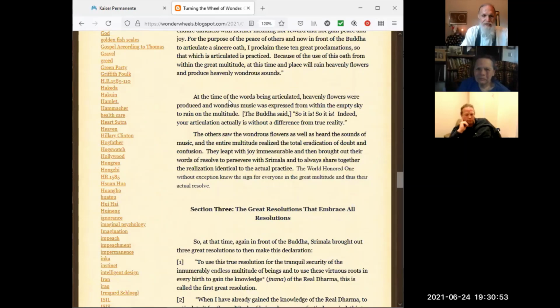And again, at that time, the words being articulated, heavenly flowers were produced, and wondrous music was expressed from within the empty sky to rain on the multitude. So again, we love this, from within the empty sky. Again, it's the reference to shunyata and emptiness, and that these wonderful heavenly flowers and wondrous music are expressed from within the empty sky and rain on the multitude.